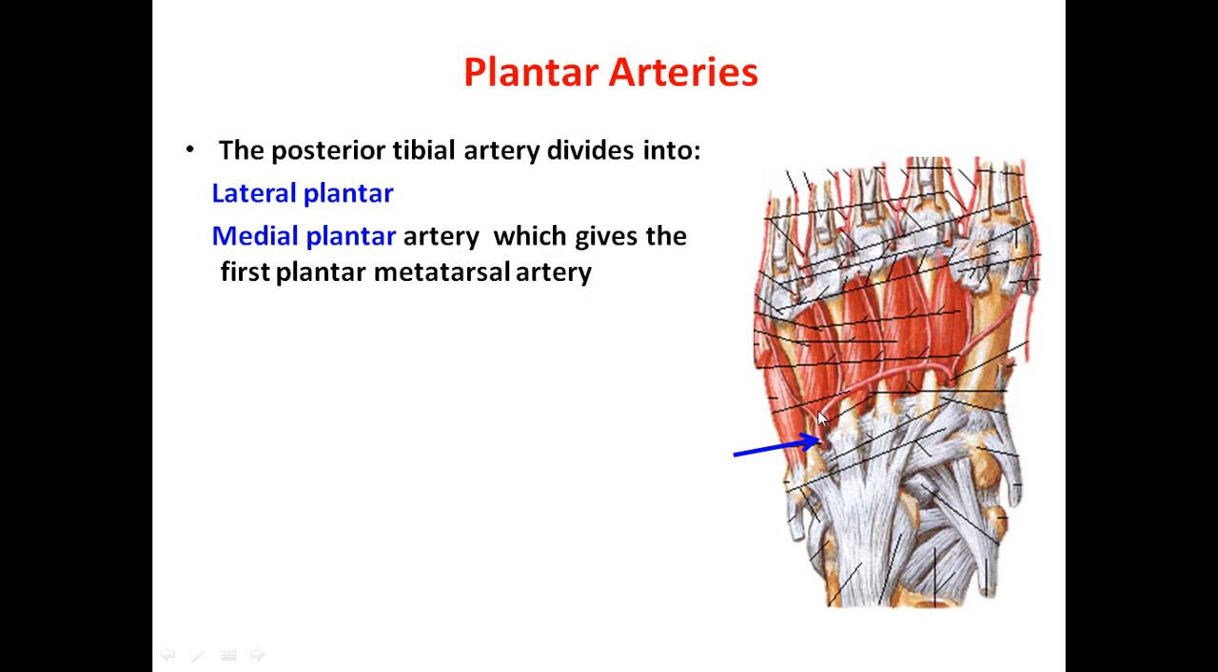This arch is giving, we can clearly see, plantar metatarsal arteries, 5 in number. See, 1, 2, 3, 4, 5. 5 plantar metatarsal arteries. Similar branches are there in the dorsum of the foot. It's called dorsal metatarsal arteries. The plantar metatarsal arteries are connected to the dorsal metatarsal arteries by perforators, proximal and distal perforator arteries. Whereas the medial plantar artery supplies the great toe and the muscles around the ball of the great toe.